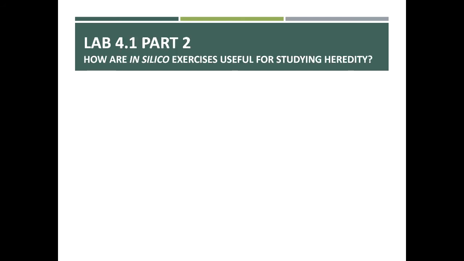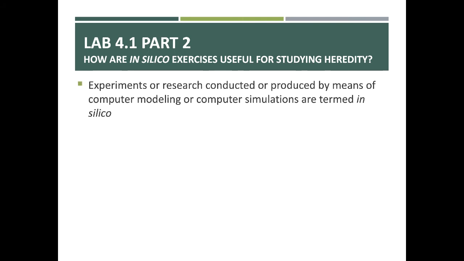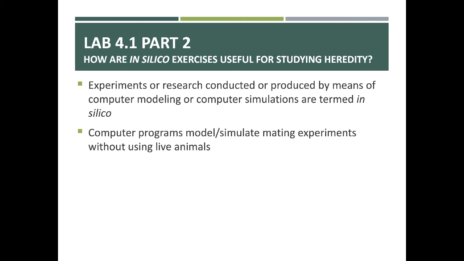All right, we're going to move to part 2 of Lab 4.1. And in this, we're going to do what we would call an in silico exercise, where we're going to do a genetic cross, but it's going to be a simulation of a genetic cross. Now, experiments or research conducted or produced by means of a computer modeling system, we call these in silico. These are very useful in learning these concepts and understanding how they work because they don't use live animals. This is all done with computer-generated animals.